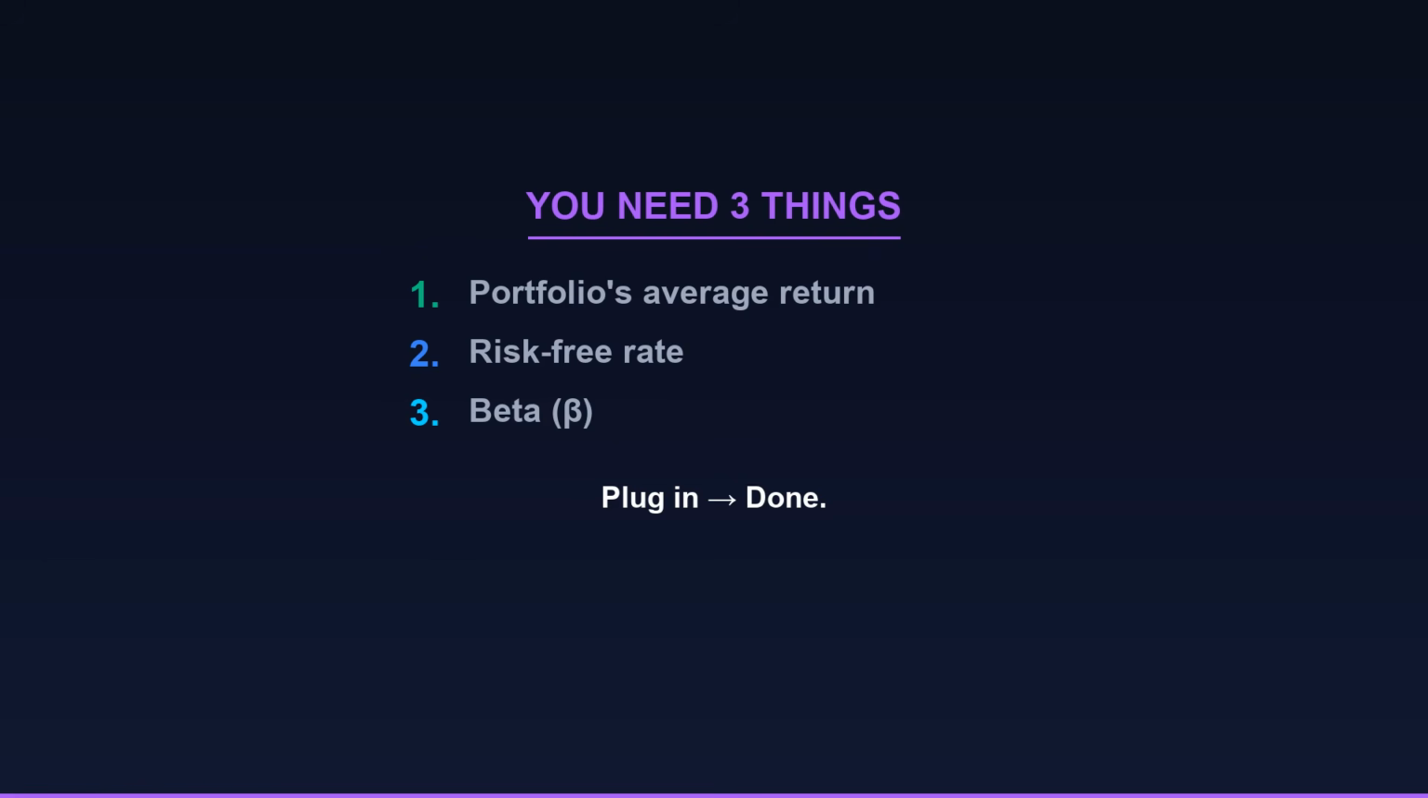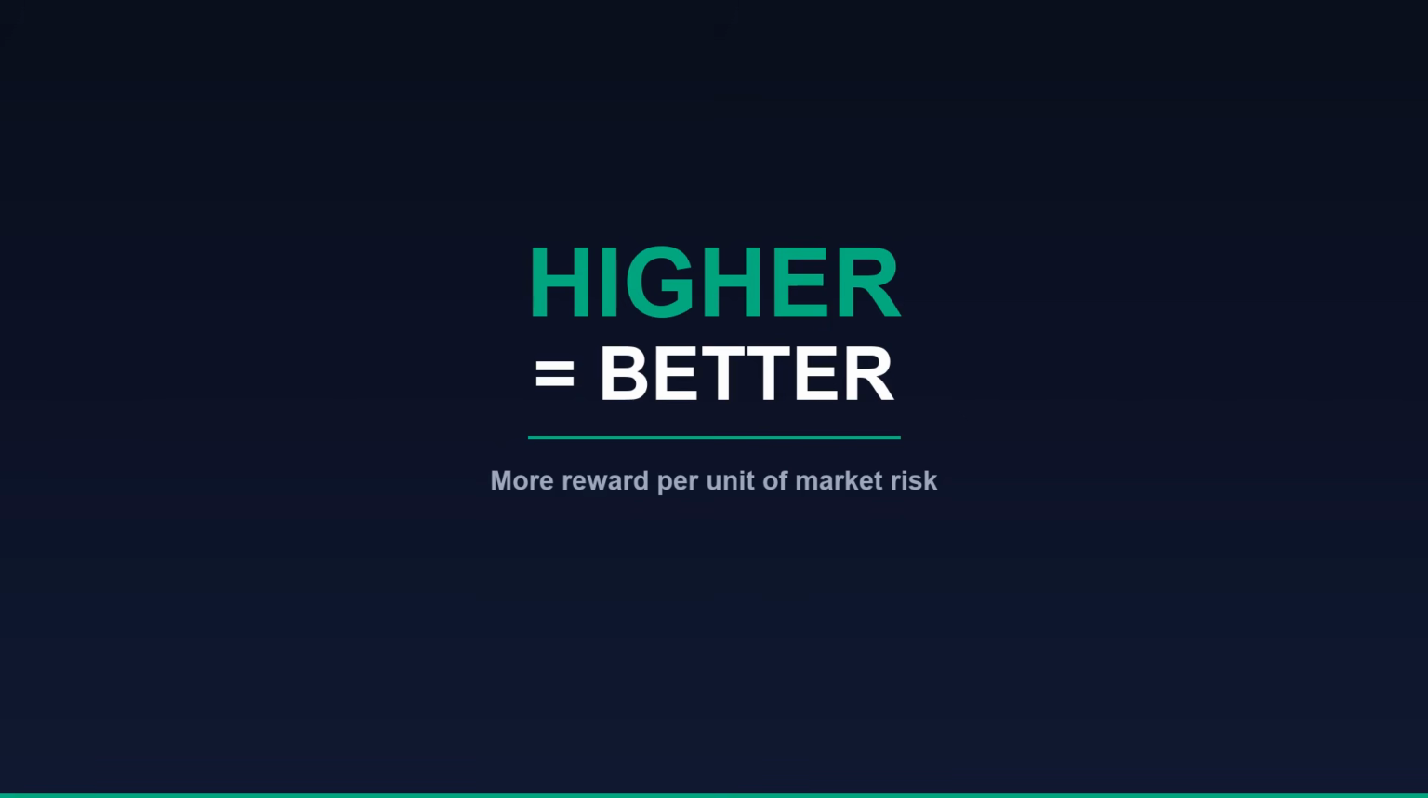Putting it into practice is actually really straightforward. You just need 3 things: your portfolio's average return, the current risk-free rate, and that all-important beta we just figured out. You plug those into the formula, and boom, you're done. And interpreting it is so simple. Just like with other performance metrics, a higher value is always better. It means you're getting a greater reward for each unit of market risk that you've accepted.